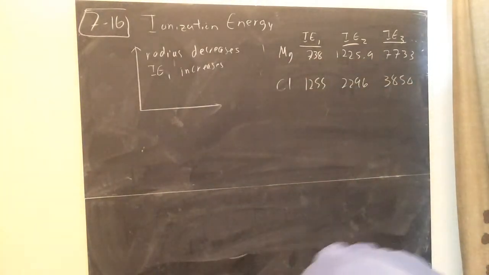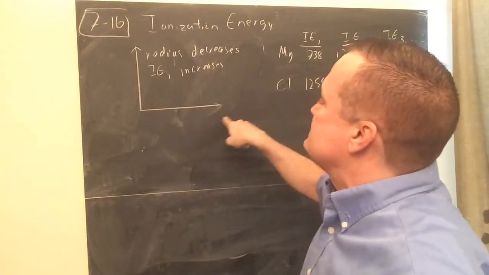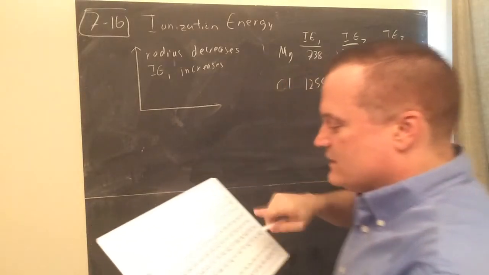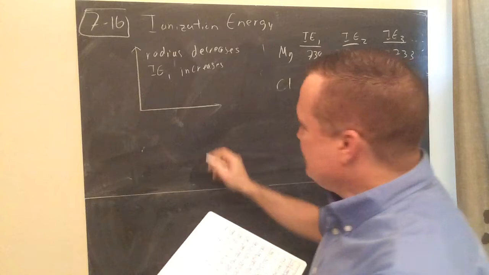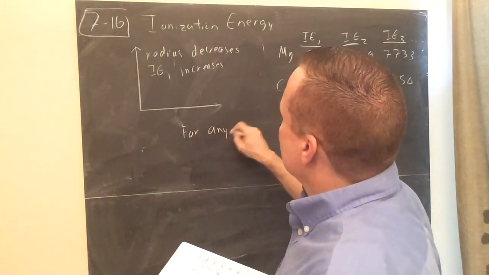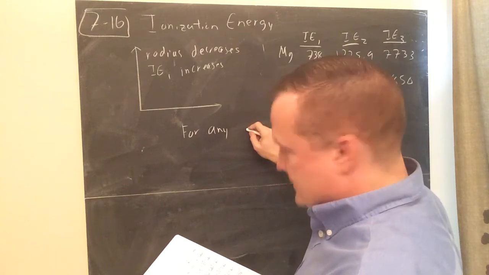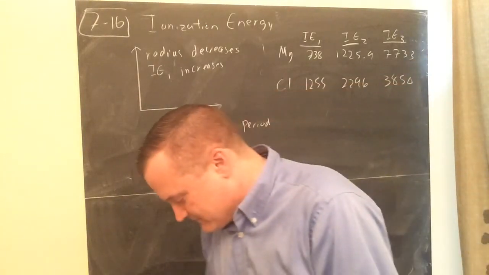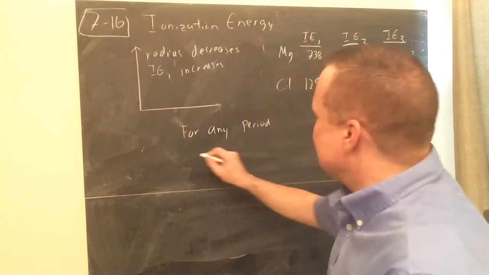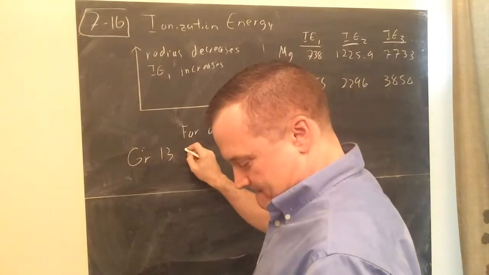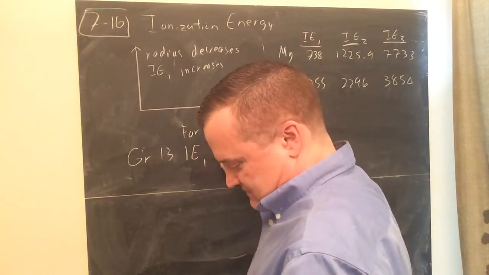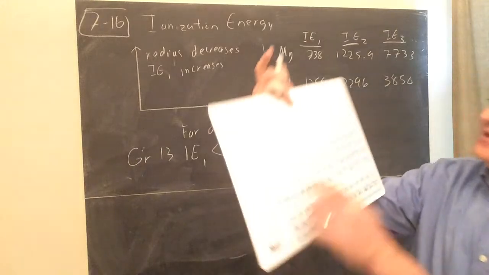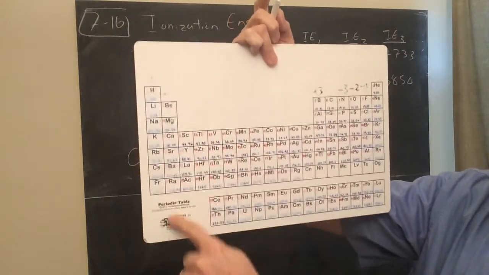On the periodic table, ionization energy increases to the right and up, as I showed you. However, when you go to the right, there are two columns you need to be aware of. For any period, within any period, Group 13, IE1, is less than Group 2, IE1. All right, let me give you an example of that. So Group 13 is always less than Group 2, IE1.